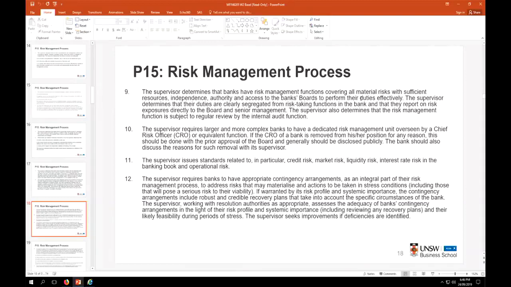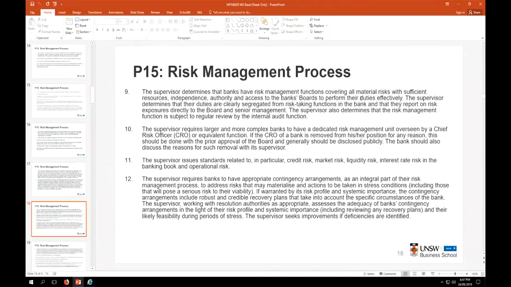Risk management functions must cover all material risks with sufficient resources, independence, authority, and access to banks' boards. Again, if you look at APRA's review of CBA, there wasn't enough staff, they didn't have sufficient authority, and there was not sufficient representation at the board and senior management level from risk management, from a non-financial risk management perspective. You must have a chief risk officer, right? And if you change the chief risk officer, it needs to get approval from the board and should be disclosed publicly.